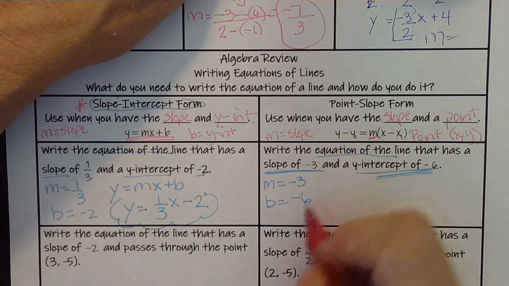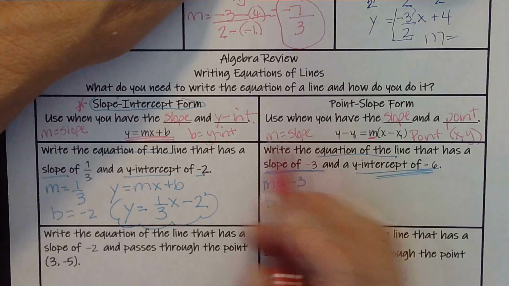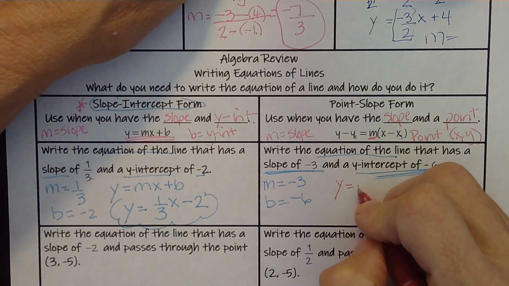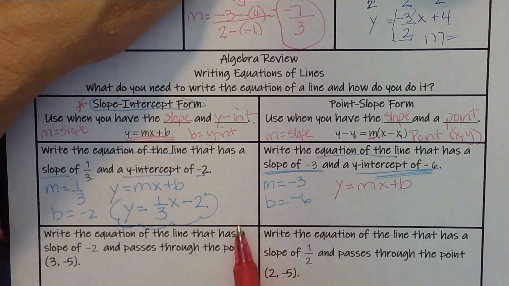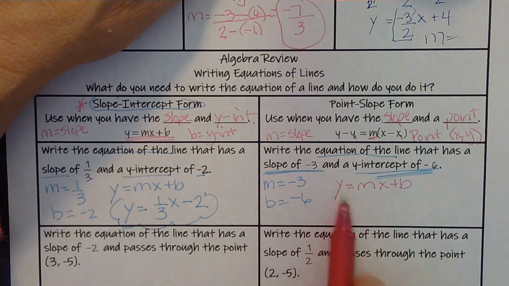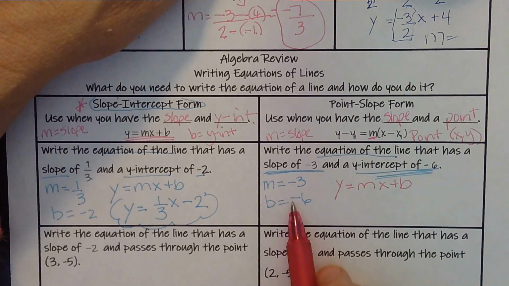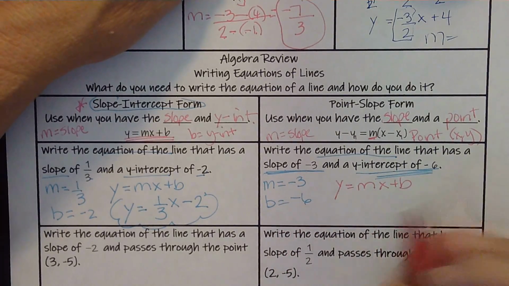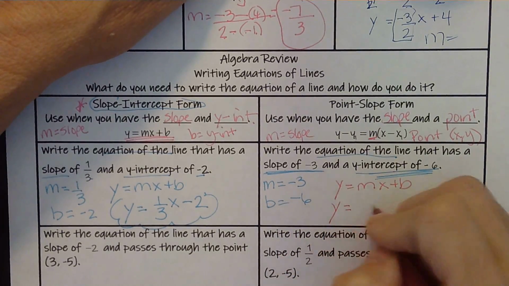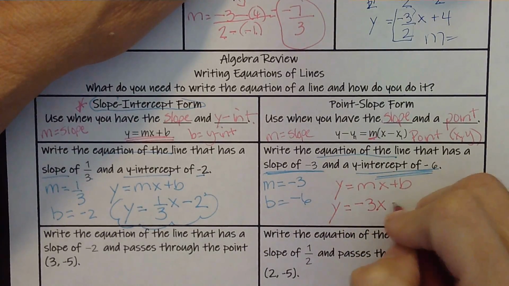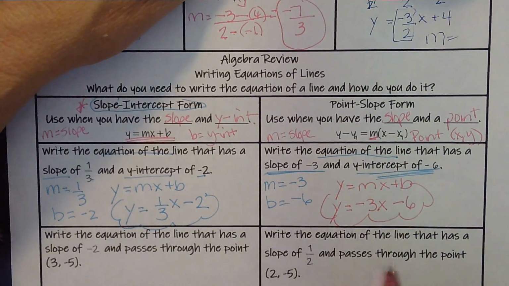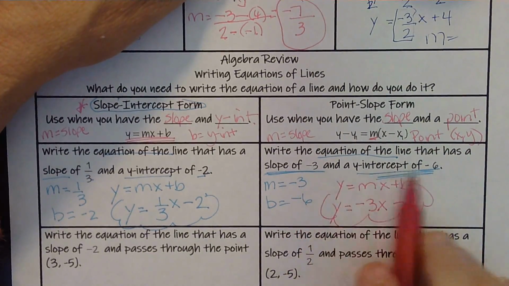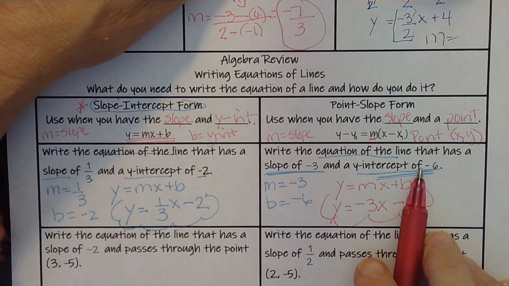All right, so slope and y-intercept makes me think of y equals mx plus b. So all I have to do now is substitute -3 for m and -6 for b, and I'll have my equation. y equals -3 times x minus 6. And there's your equation that has a slope of -3 and a y-intercept of -6.